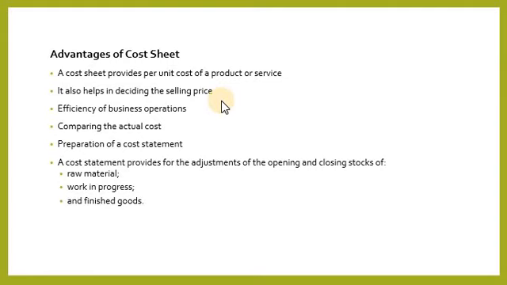The last one is efficiency of business operations. The cost sheet provides information on each and every stage of every department. Based on the department, the manager will have some good control. That means comparison between the actual cost and the budgeted cost. If there is any deviation, they will immediately take corrective actions. Next one, preparation of cost statement. Last one, adjustments. These are the main advantages included here.